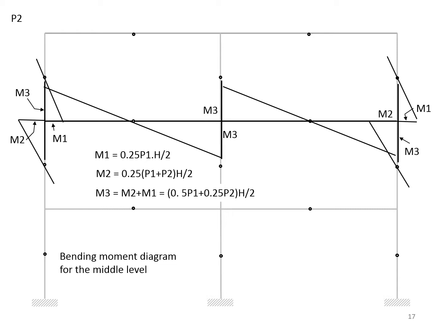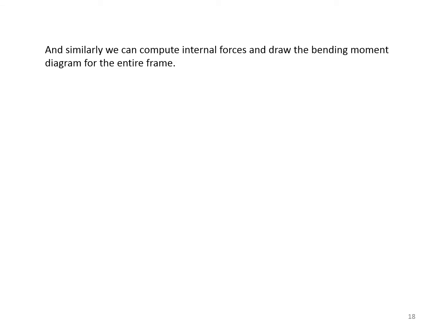And M3 is the moment in the beam, and that is found by simply writing the equilibrium of the moments in that left joint. In other words, M3 is equal to M2 plus M1. As we said, similarly, we can compute internal forces and draw the bending moment diagram for the entire frame.